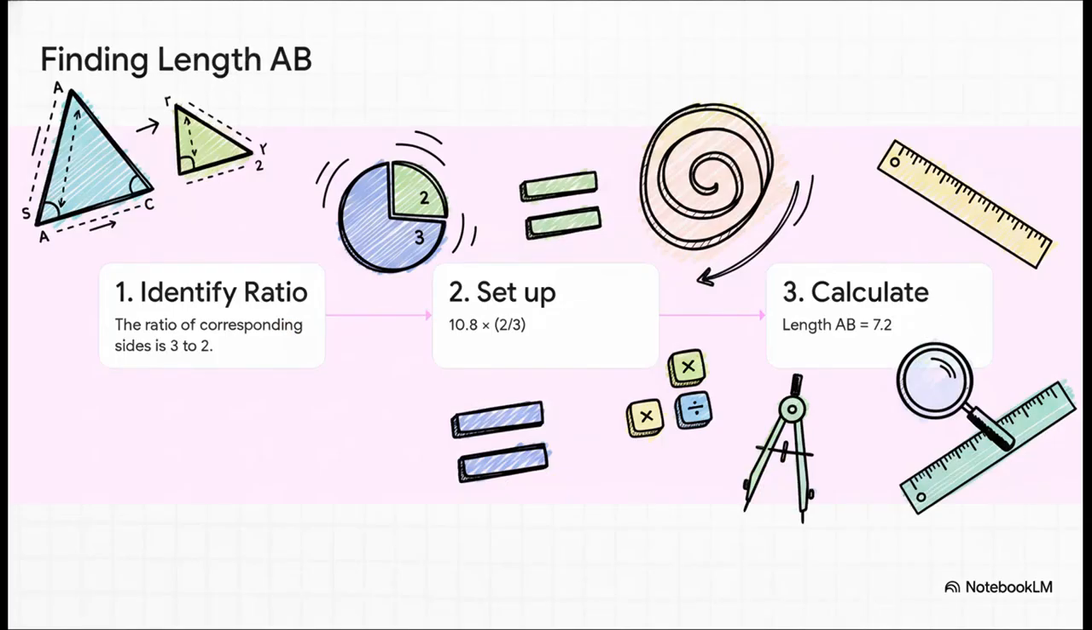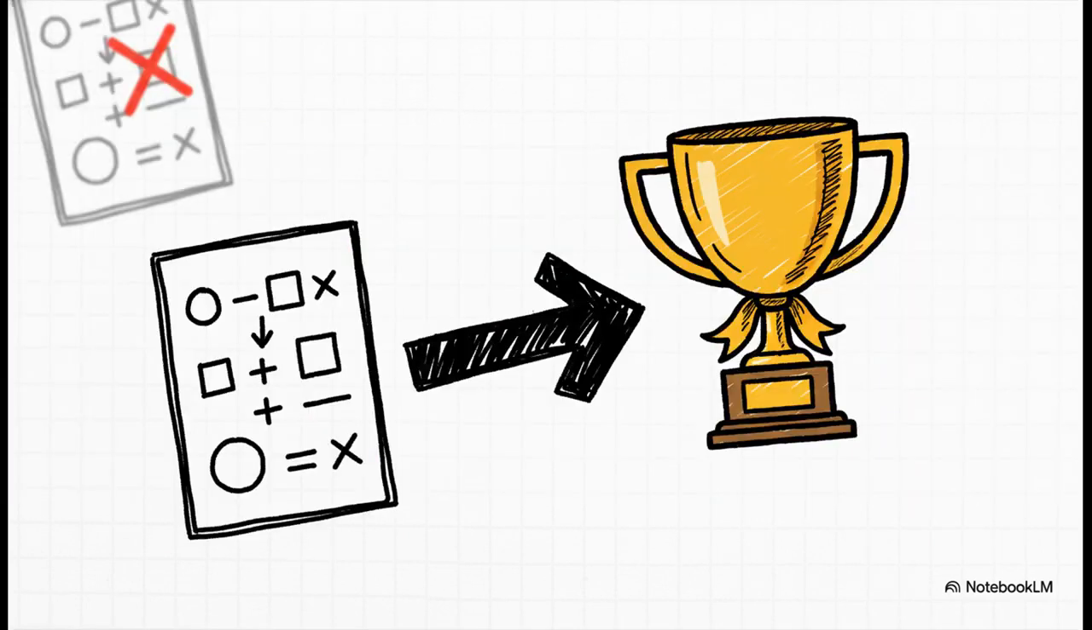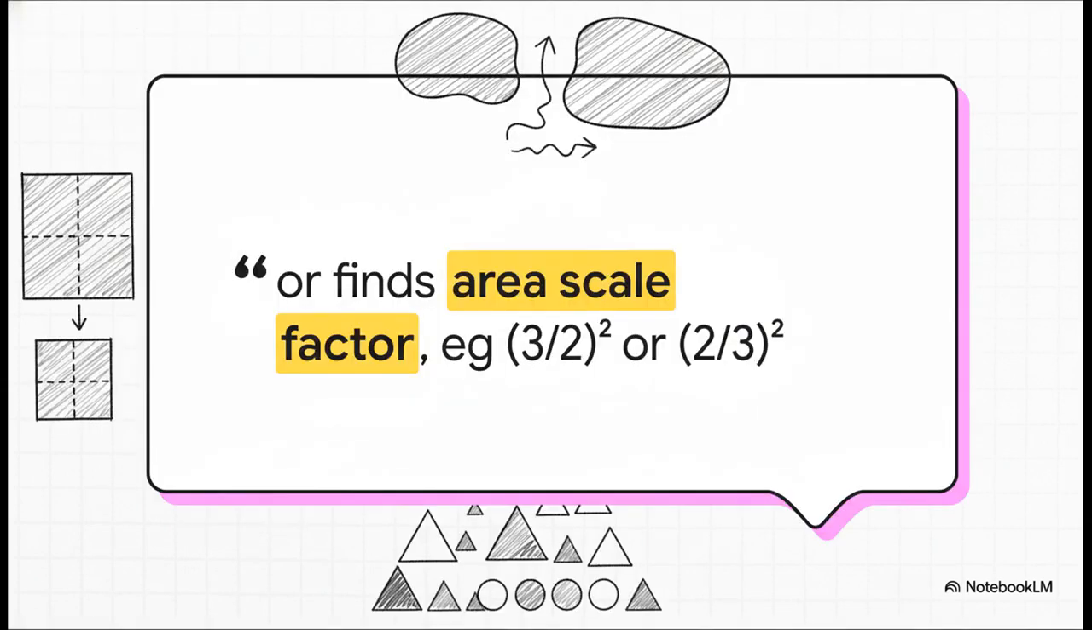Okay, let's walk through what's probably the most common way to start, finding the length of side AB. We know the triangles are similar, and the ratio of their sides is 3:2. So we just set up our calculation, 10.8 times 2/3, which gives us 7.2. And get this, that's it. Just by writing down that single calculation, you've locked in the first process mark. Even if you mess up the math later, you've already shown the examiner you know how to start the problem correctly.